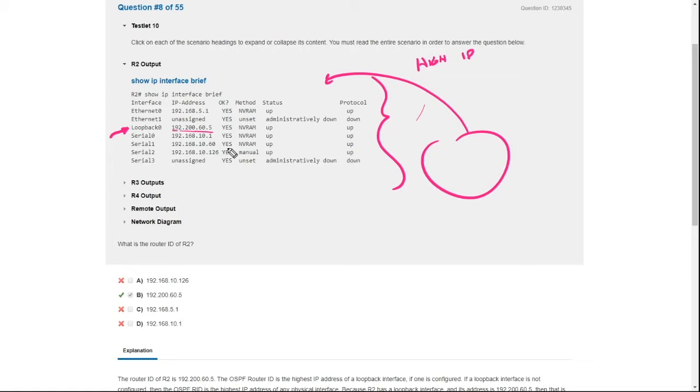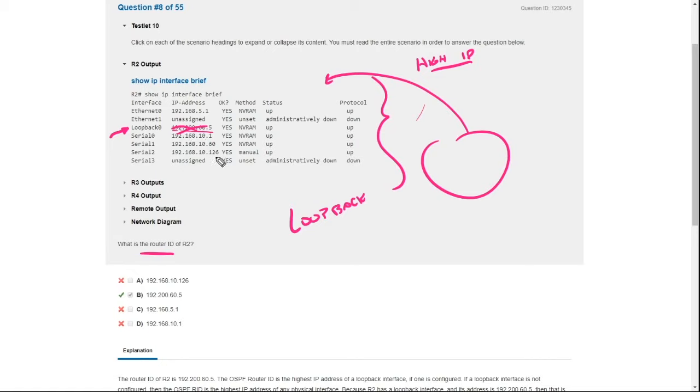Which in this case happens to also be the highest IP address, just like you were saying, HK John, highest IP address wins, unless you have a loopback, which always wins. So if they would have made this loopback the IP address 1.1.1.1, that would have been the router ID of router 2, because loopback always wins. The only time it uses the physical interface address is when there is no loopback.